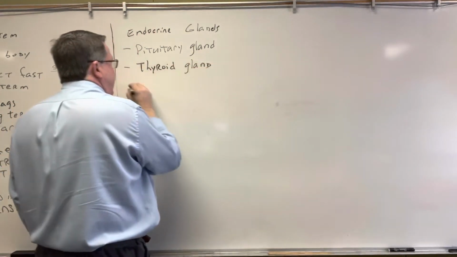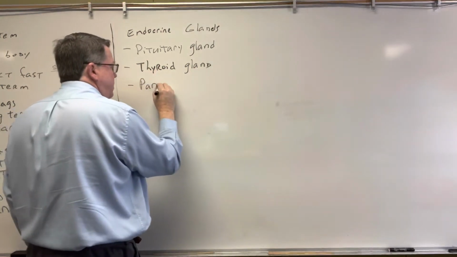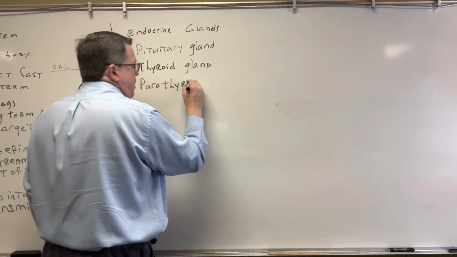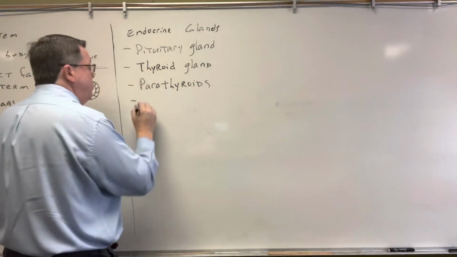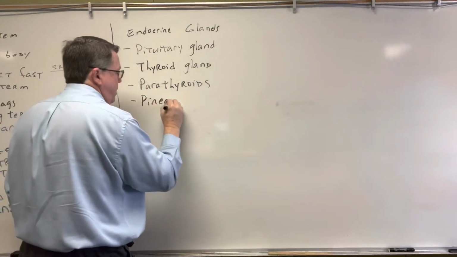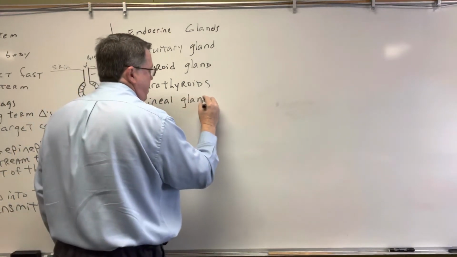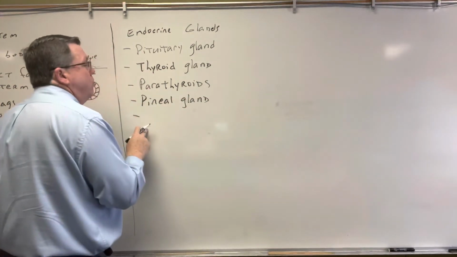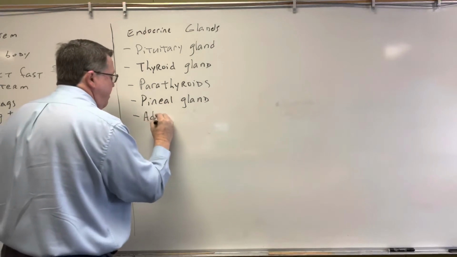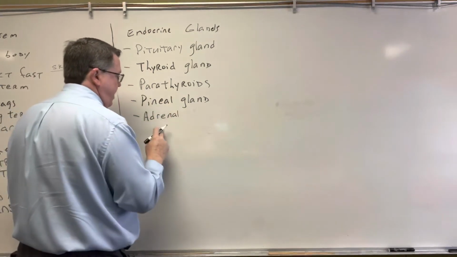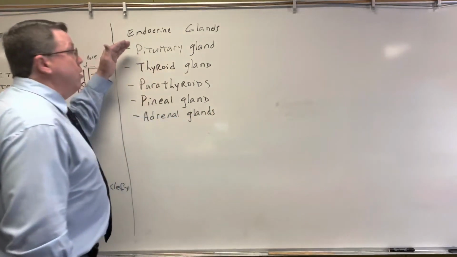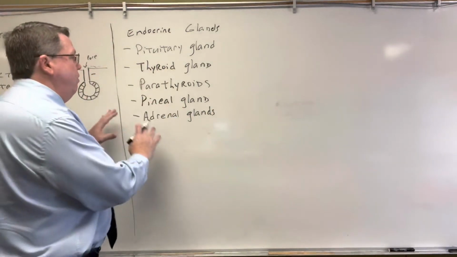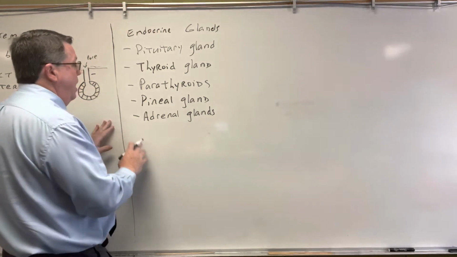Around your thyroid gland, you have your parathyroids. You also have your pineal gland. And then you're also going to have your adrenal glands. Now remember, your adrenal glands sit on top of the kidneys, right? They sit on top of the kidneys. So we're going to be going through all these in other videos, so I'm not going to really go too much into them right now.